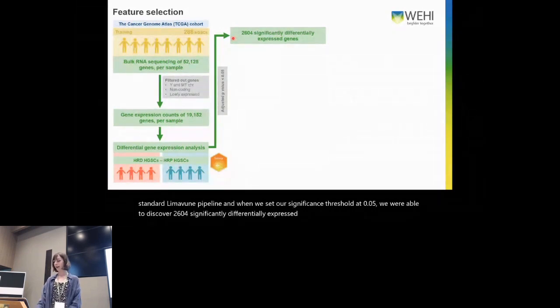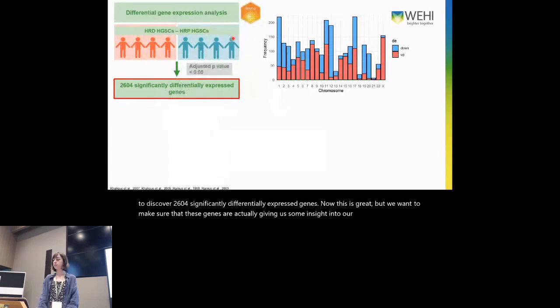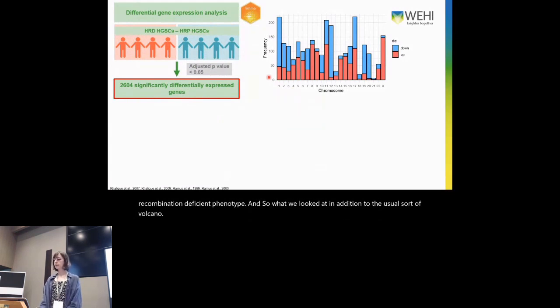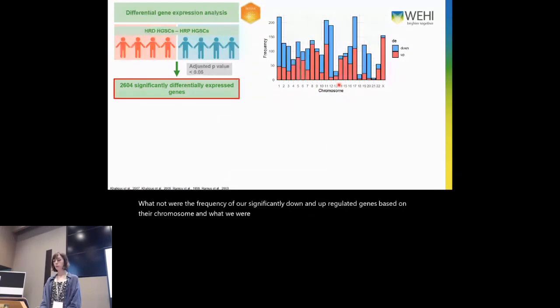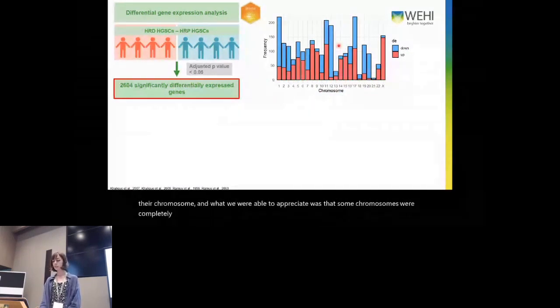Now, this is great, but we want to make sure that these genes are actually giving us some insight into our homologous recombination deficient phenotype. And so what we looked at, in addition to the usual volcano plots and whatnot, were the frequency of our significantly down and upregulated genes based on their chromosome. And what we were able to appreciate was that some chromosomes were completely enriched, seemingly, for just downregulated or upregulated genes. So we probed this result a little bit further.